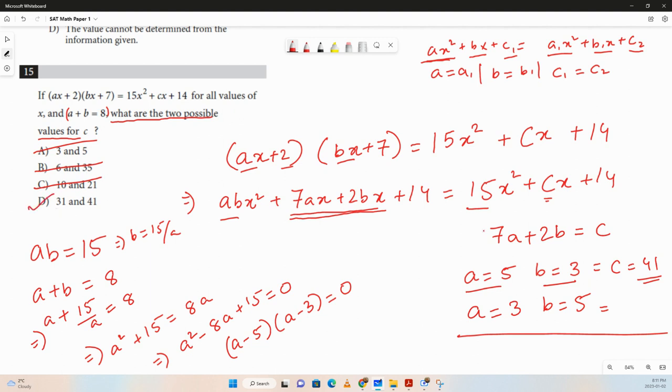If two options had 41, then of course we have to solve this and see how much C is, which has to be 31. We can just do it for verification. So 7 times 3 is 21, plus 5 times 2 is 10, which is 31. So definitely you'll get 31. It may take 5 to 10 seconds, but just to save that time, right?